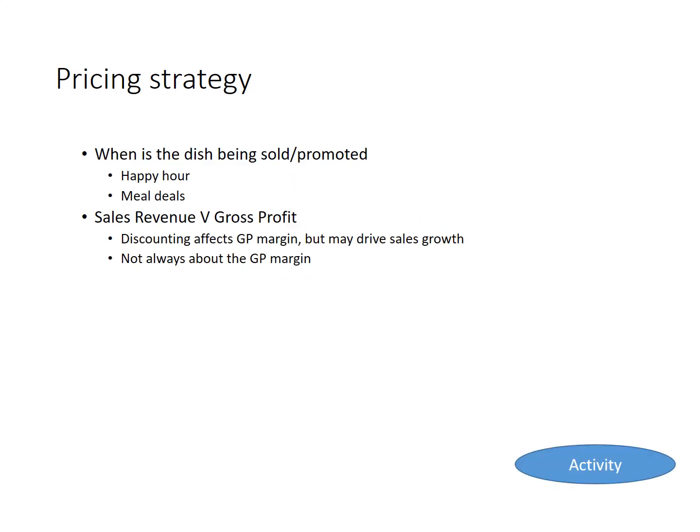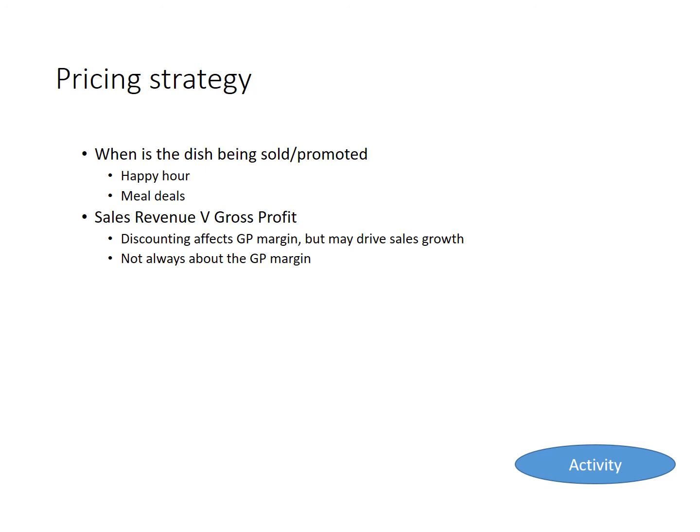Pricing strategy again: when is the dish being sold and promoted? You might think about special promotions, such as happy hour. You might do meal deals for business people, for instance, afternoon meal deals with rice and beef, or rice and pork as a meal, or rice, pork, and a drink, for example.